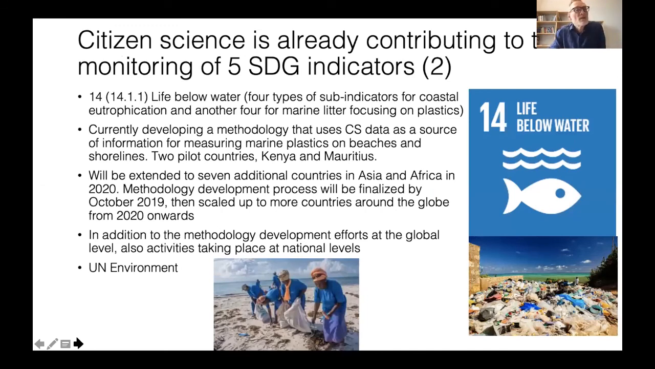But citizen science is also contributing quite extensively to number 14, life below water. And there are 4 types of sub-indicators for coastal eutrophication and another 4 for marine littering, focusing on plastics here. And probably there are a lot of projects locally in different countries that the evaluators and authors of this paper don't know of. They just mentioned two large pilot studies now that are done in Kenya and in Mauritius, which is about marine plastic on beaches and shorelines. And these pilots then will be extended to 7 additional countries in Asia and Africa into 2020 then. So life below water is actually one of the more where citizen science actually have an impact already.